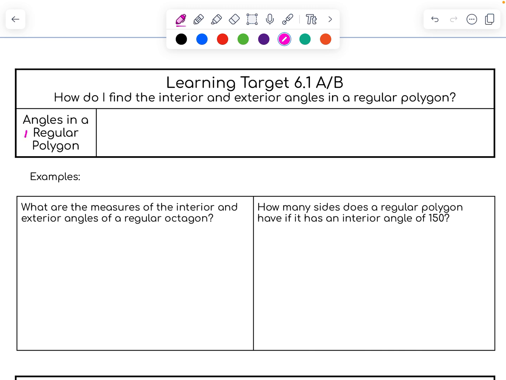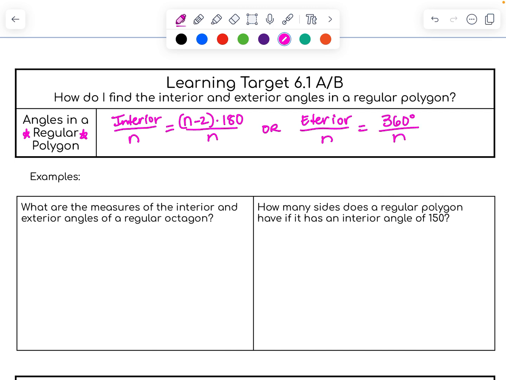When we have a regular polygon, regular means all sides and all angles are the same, so we just take our interior sum divided by the number of sides. That means we take n minus 2 times 180 divided by n. And if we need the exterior, we take the exterior sum divided by n, which means we have 360 degrees divided by n.